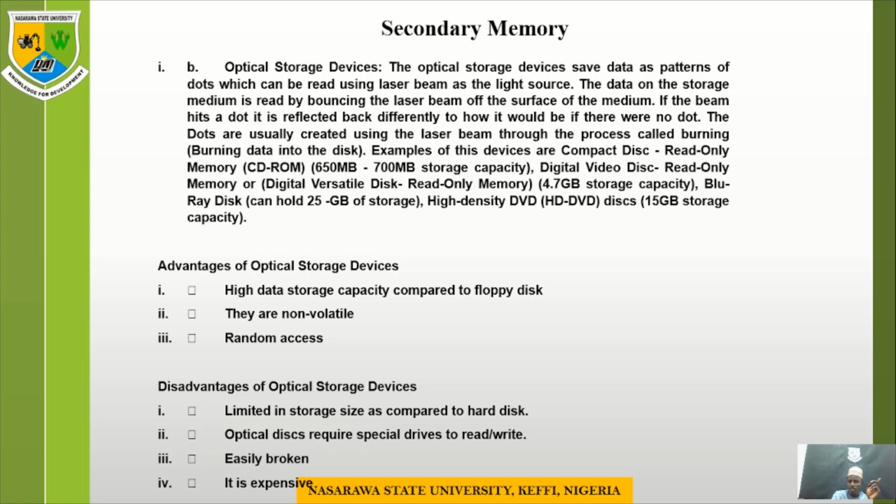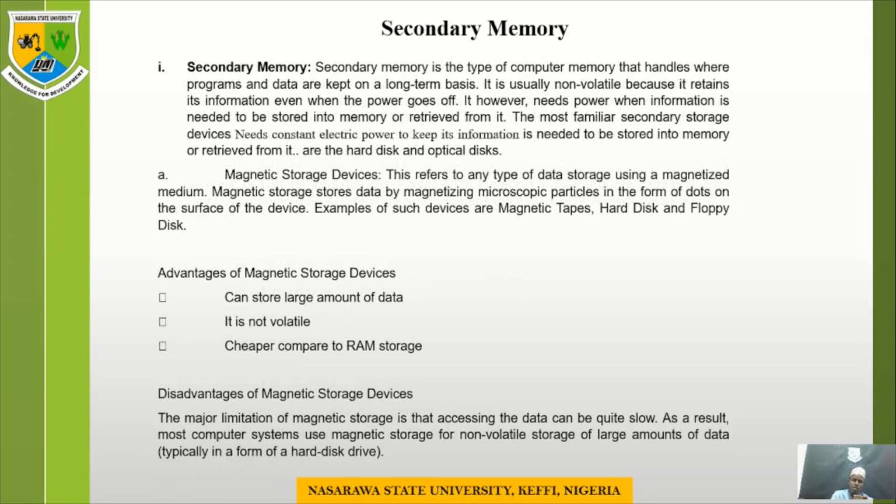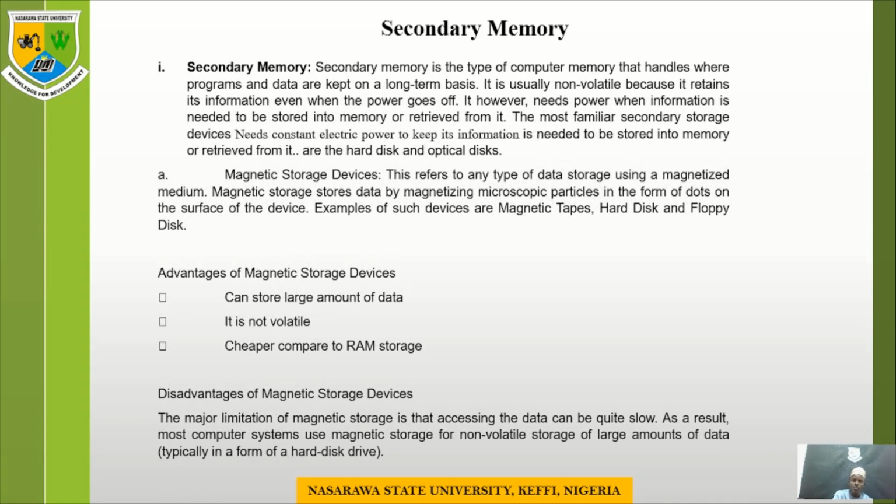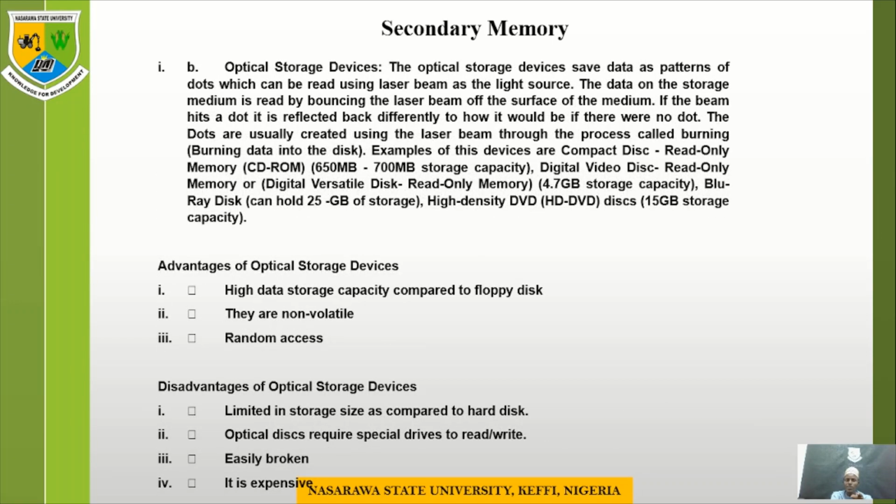Floppy disk is an example of a magnetic storage device. So compared to floppy disk, these optical storage devices have high storage capacity, but not compared to the first one we have, the hard disk. The hard disk has more storage capacity than the optical, but compared to floppy disk, the optical storage device has much higher storage capacity.